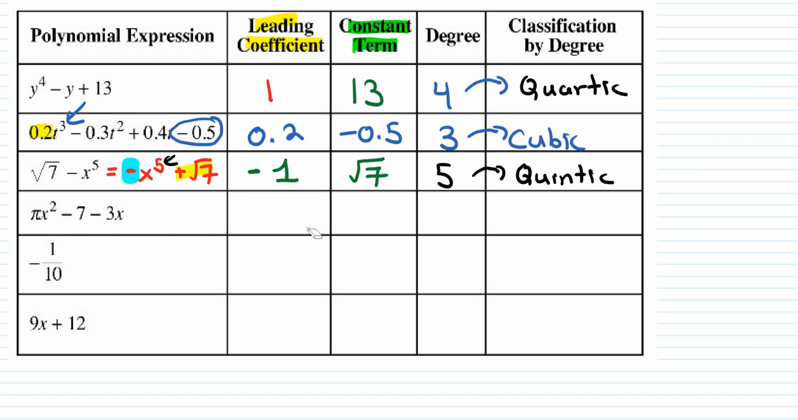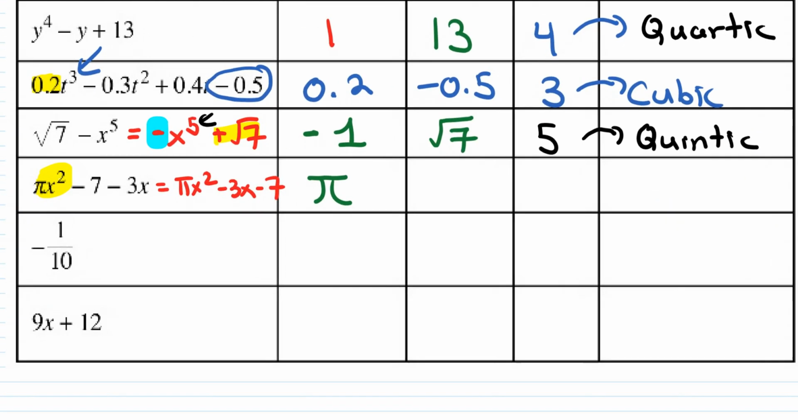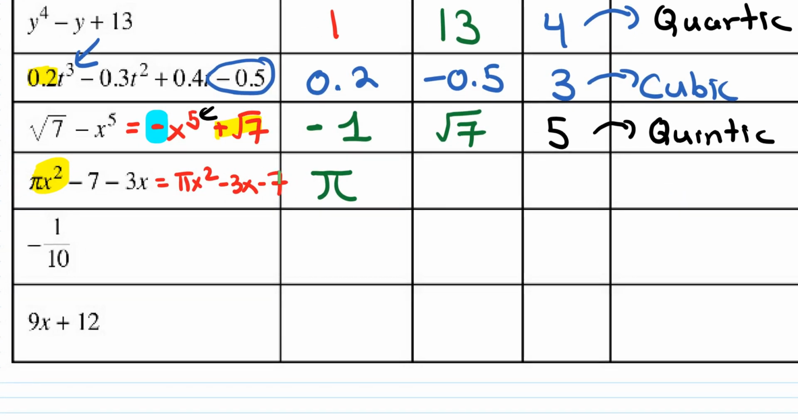And finally, let's move on to the next one, pi x squared. My leading coefficient on the x squared term is the number pi. So my leading coefficient here is pi. And for the constant term, let's just rearrange this to be pi x squared minus 3x minus 7. If I rearrange it with the variables in front and the number at the very end, that means my constant here is going to be negative 7. Okay, and my degree here is the highest power, which is 2, so my degree is 2, and this is called a quadratic.